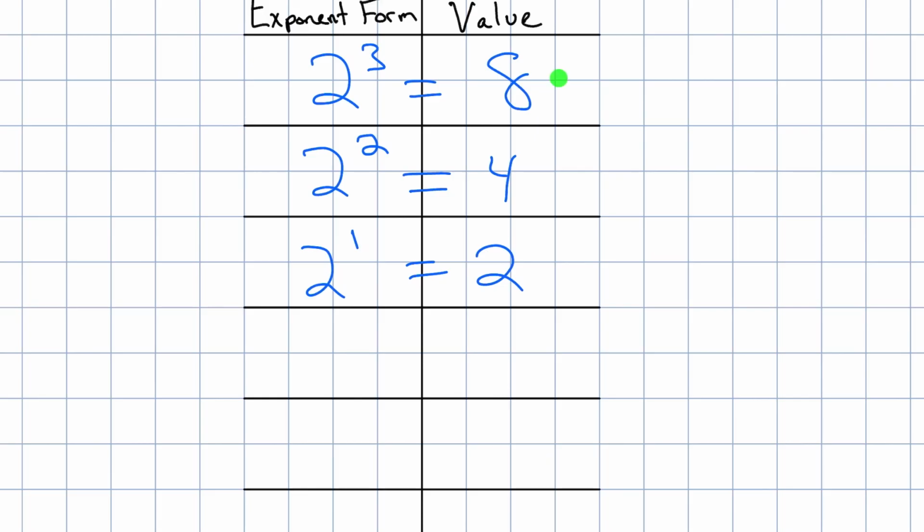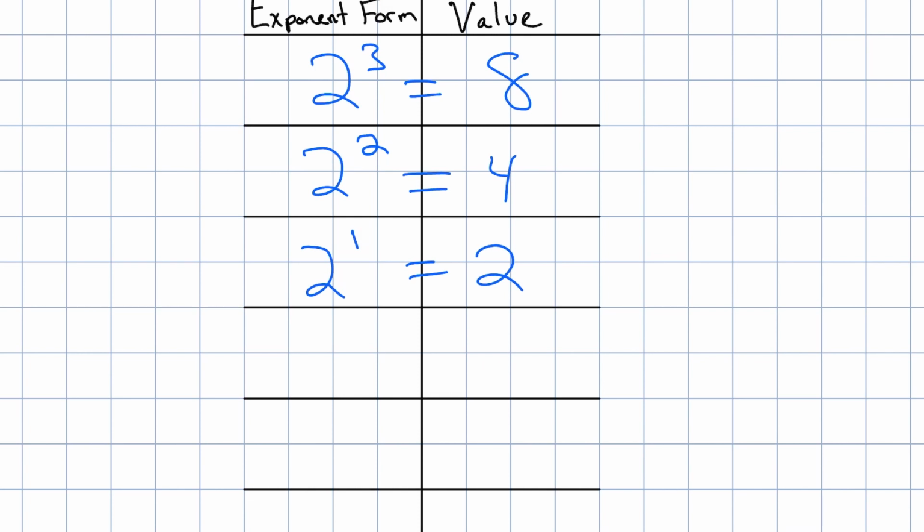Now, if we work this pattern backwards, going from 8 to 4 is dividing by 2. And going from 4 to 2 is dividing by 2. So going up multiplies, and going down divides. Now we can continue this pattern in either direction. So let's go ahead and continue this pattern down to see what happens when we have a zero exponent. On the left, we go from 2 to the third to 2 to the second to 2 to the first power. The next one would be 2 to the 0 power. That's on the left side.